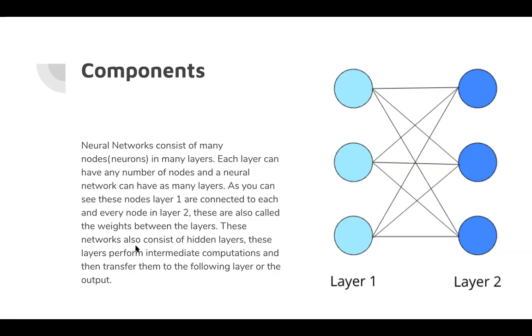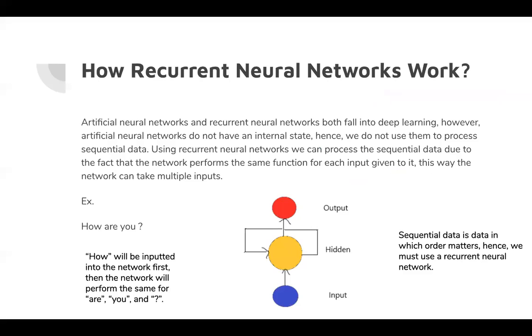These networks also consist of hidden layers. And hidden layers basically perform computations in order for the pathways to communicate between each other. So how do recurrent neural networks in specific work? So we talked about neural networks, but how do recurrent work?